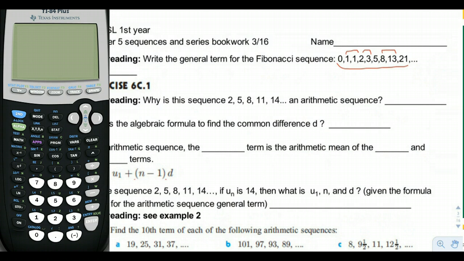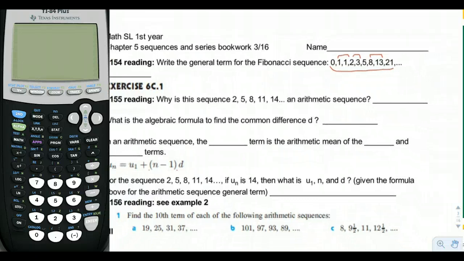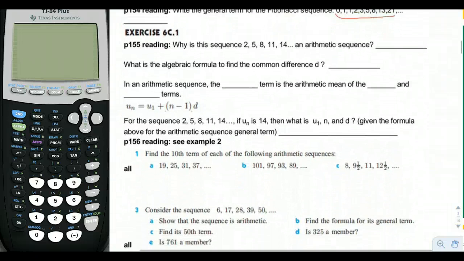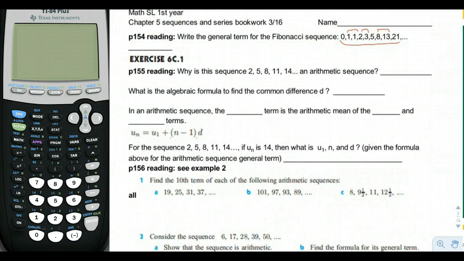This is a sequence which occurs in nature, in the size of shells and things like that. So the human body, the size and proportion of the human body.